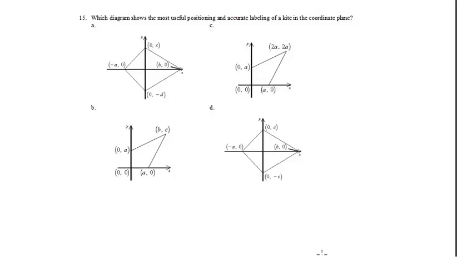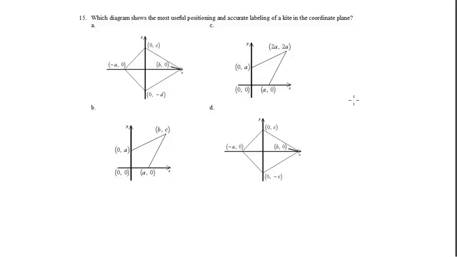Okay, I'm just going to do a couple of examples. Hopefully that will help with some of these questions. Which diagram shows the most useful positioning and accurate labeling of a kite in the coordinate plane? Well, let's think about that.